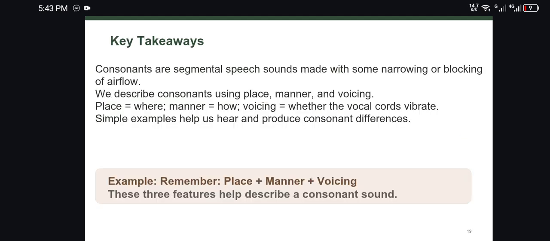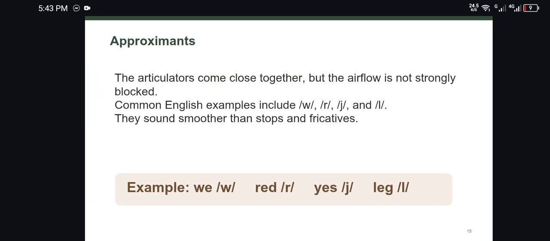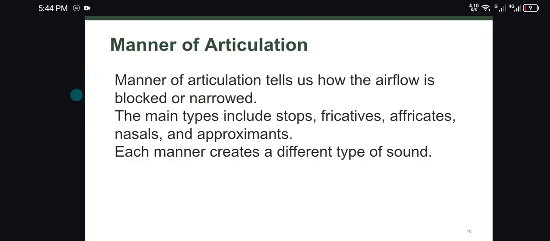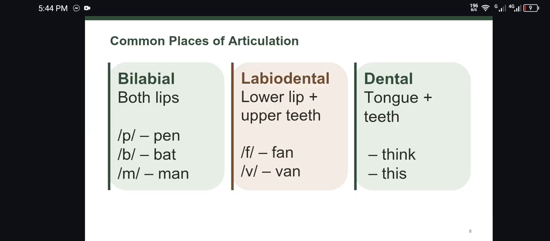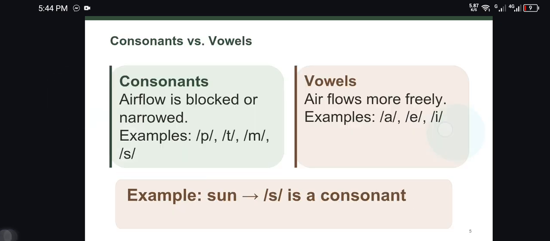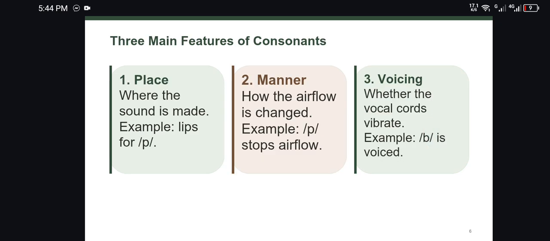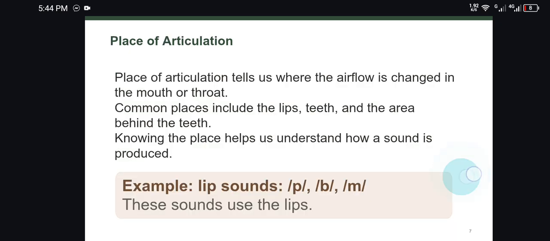So for the key takeaways, consonants are segmental speech sounds made with some narrowing or blocking of airflow. Always remember the three main features of consonants are place, manner, and voicing.